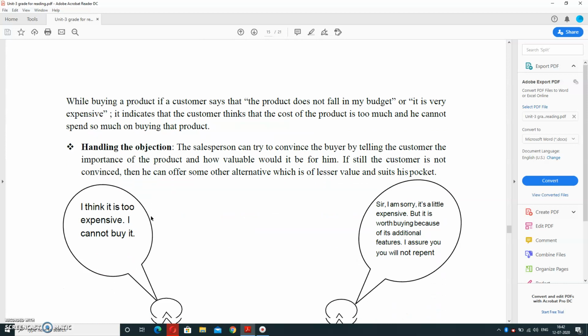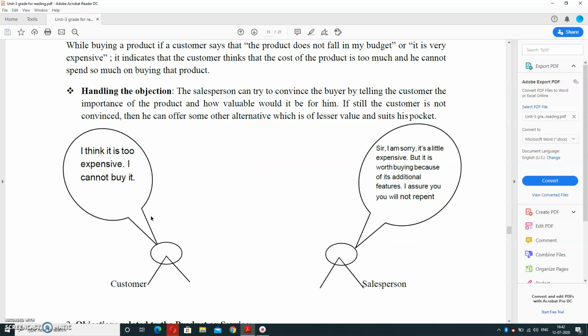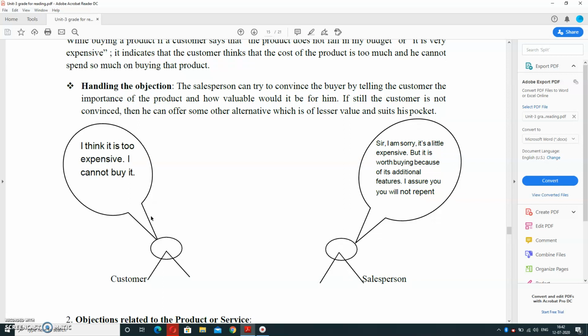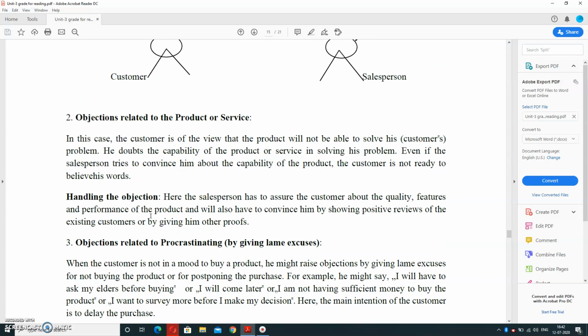Like the customer is saying, I think it is too expensive, I can't buy it. In that case, what will be the reply of the salesperson? Sir, I am sorry, it's a little expensive, but it is worthwhile buying because of its additional features. I assure you, you will not repent. It means you will be happy with the product. It is a little bit costly. Try to convince the customer. If the customer is not convinced, in that case you can offer an alternate product that has a lower price.